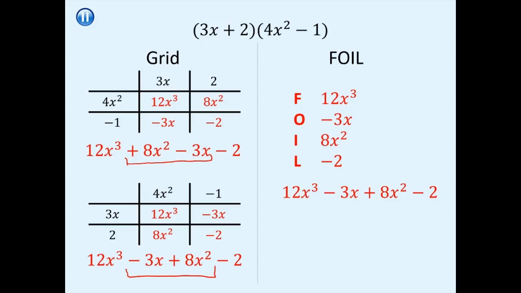If you did the dodgy eyebrows, you should still get the same answer, but you'll have it as 12x cubed, a minus 2, the nose is an 8x squared, and a minus 3x for the smile. Doesn't matter which order you get these in, as long as that negative is in the right place.